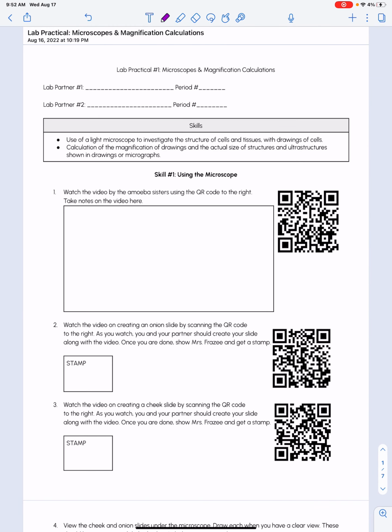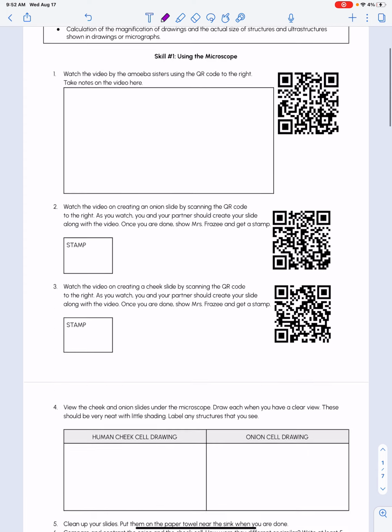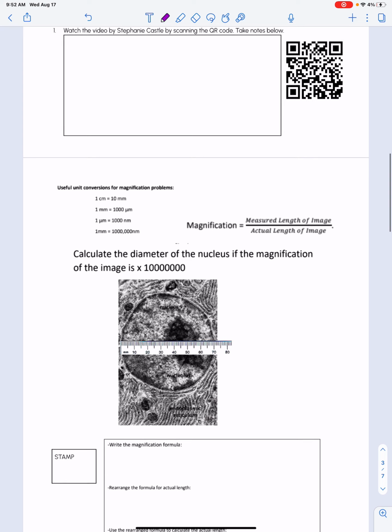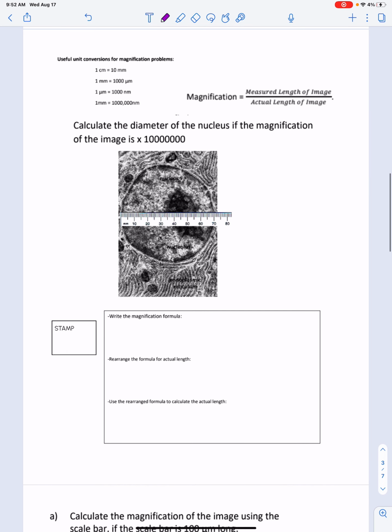Hey everyone, I wanted to go over how to do the calculations and math portion of our microscopes lab. So we're going to be on page 3, and we're going to start off with our first question, which is right here. Our first question is, how do we calculate the diameter of the nucleus if the magnification of the image is this amount right here?